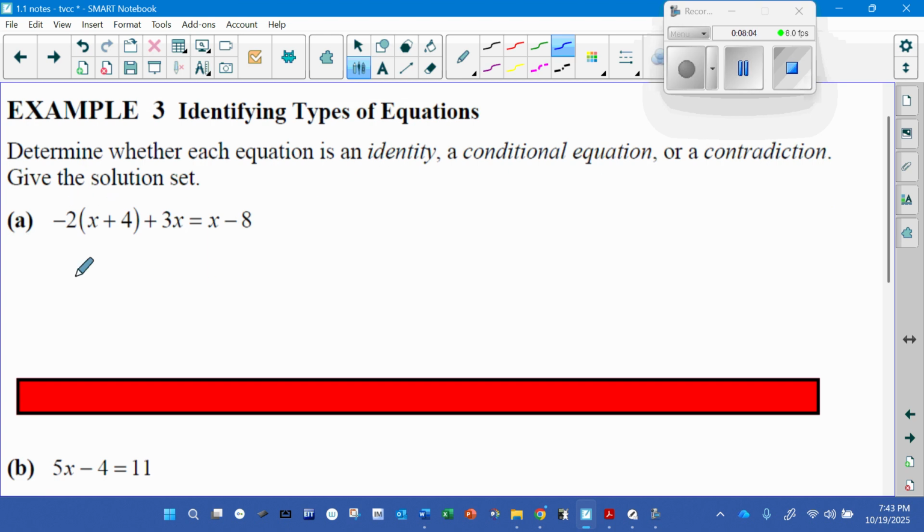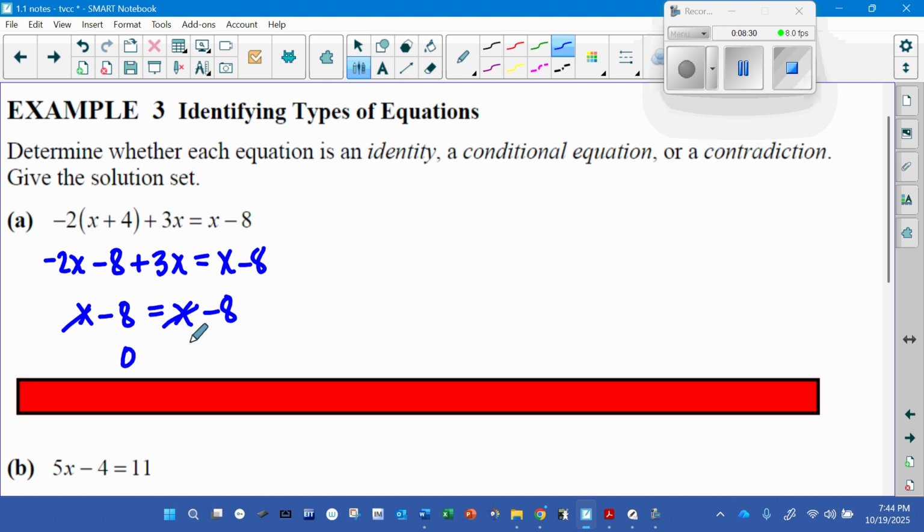So I'm going to distribute the negative 2. So that gives me negative 2x minus 8 plus 3x equals x minus 8. I'm going to combine the negative 2x and the 3x. So negative 2 plus 3 is 1x minus 8 equals 1x minus 8. Therefore, if I subtract the x from both sides, it's going to cancel. And if I add 8 to both sides, they're going to cancel. So you get 0 equals 0.